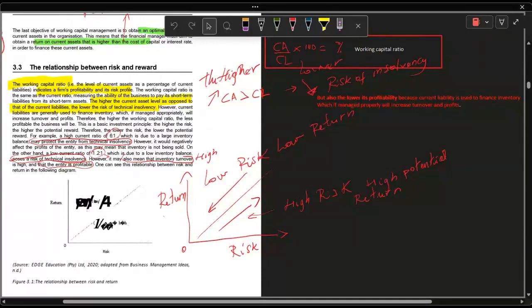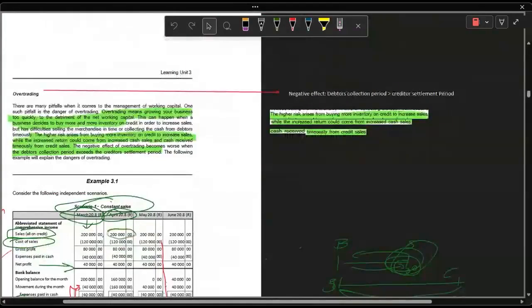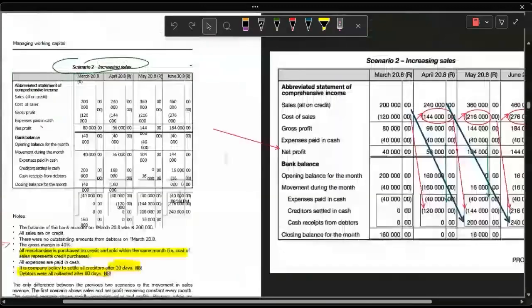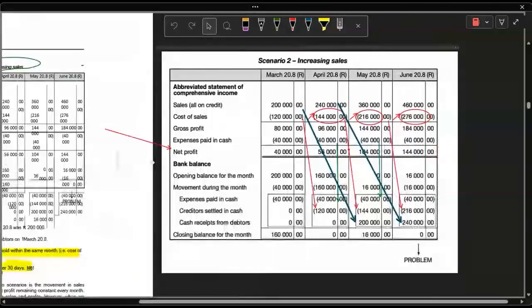So the lower, we want to avoid a risk of insolvency. That's a fact. We want to be careful that we don't have more liabilities and fewer assets to settle those liabilities, right? Remember the balancing. Okay, now I'm going to quickly jump here, guys. Do you understand this one?